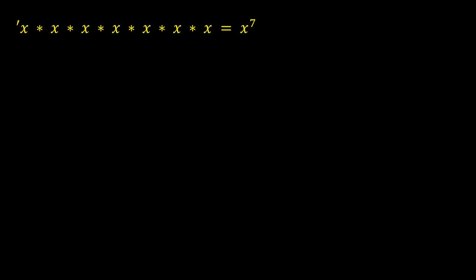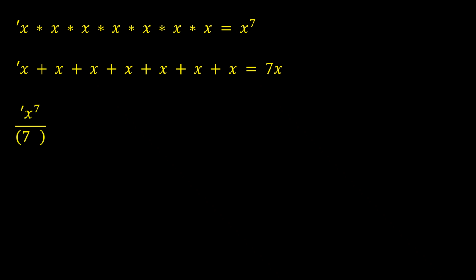First, simplify the numerator. X times X times X times X times X times X times X is equal to x to the power of 7. Next, simplify the denominator. X plus x plus x plus x plus x plus x plus x is equal to 7x. Now we can rewrite the original equation. X to the power of 7 divided by 7x equals 128.